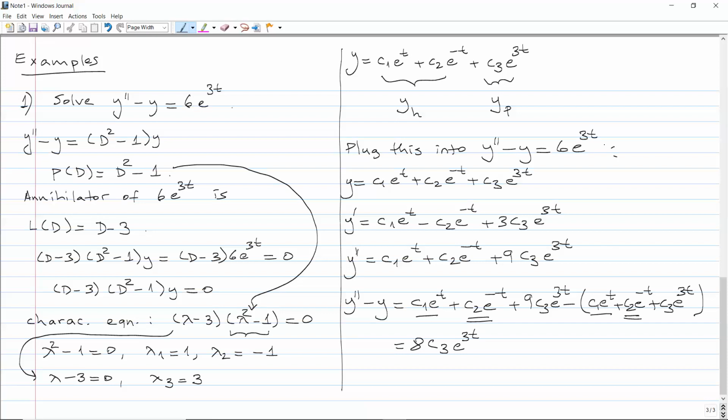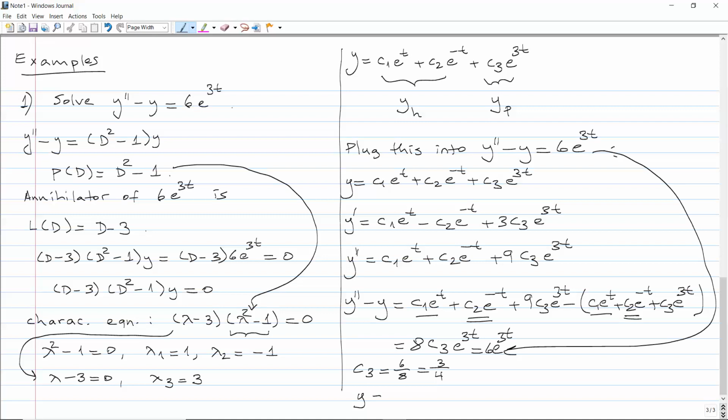And we want this to be equal to 6e to the 3t. So the constant C3 should be 6 over 8 or 3 over 4. So we just figure out the constant C3. In order to be a solution of our differential equation, the constant C3 must be 3 over 4. A general constant doesn't work. Remember, in the particular solution, a general constant doesn't work. We need to find a specific constant which works for the equation. And in this case, it is 3 over 4.